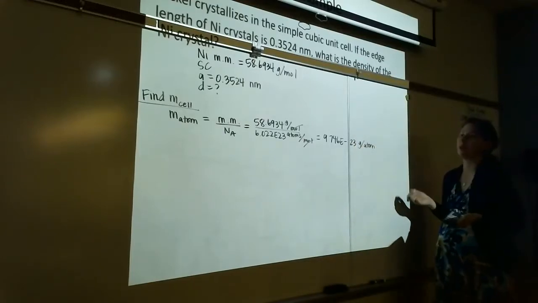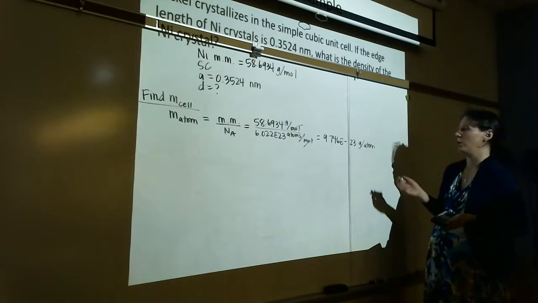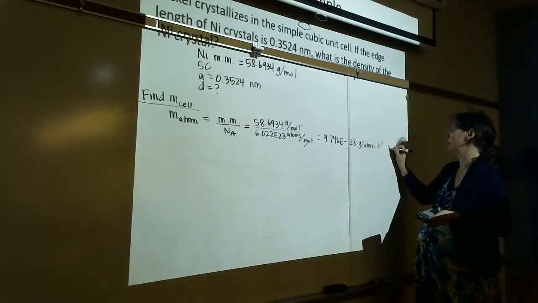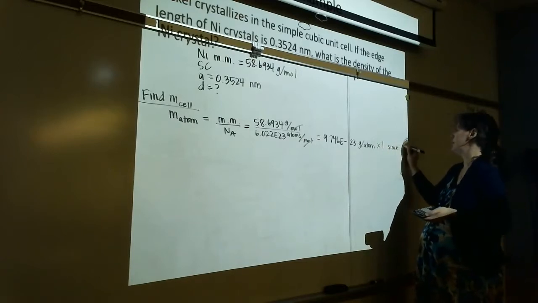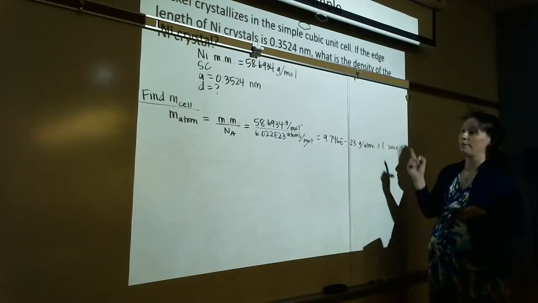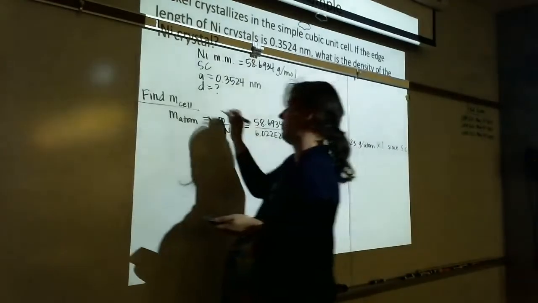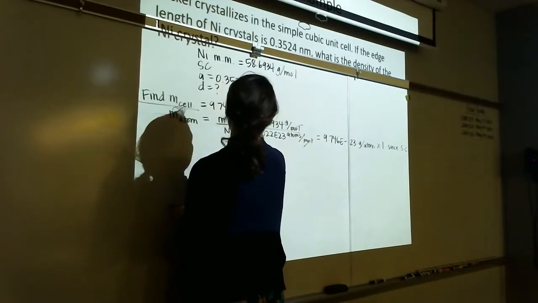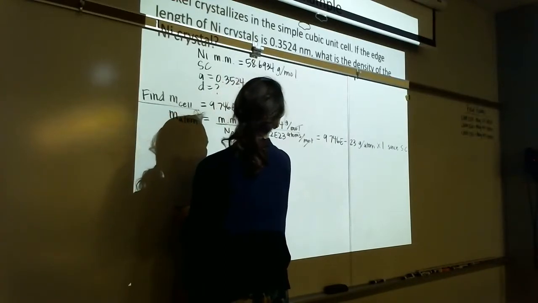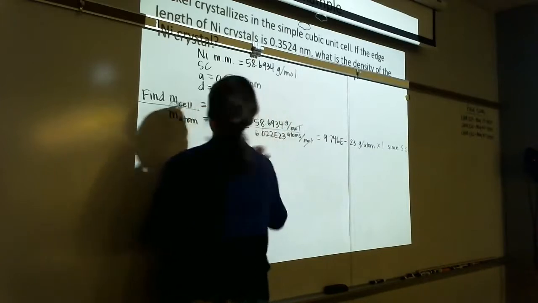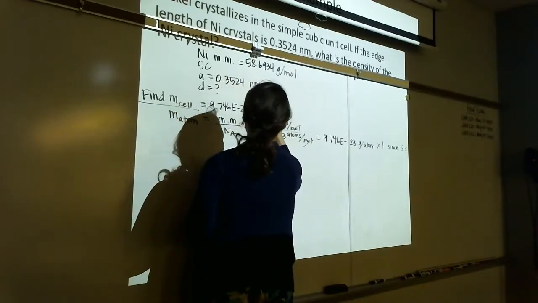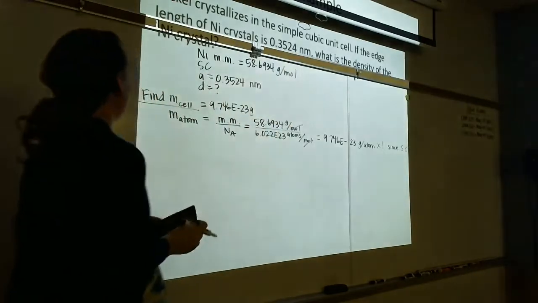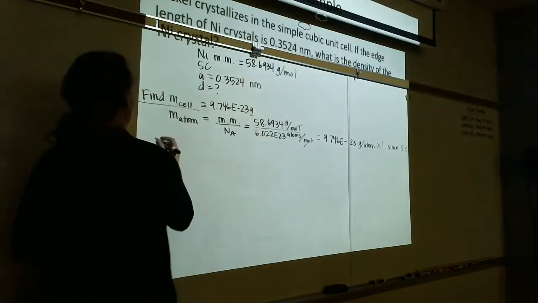Now, this is simple cubic. So what do I need to multiply by? Right, we're multiplying by 1 since it's simple cubic. So the mass of the cell is the same thing as the mass of the atom. So 9.746 times 10 to the negative 23rd grams. We'll leave it as grams per cell, but really it's just grams. Okay, now let's find the volume of the cell.